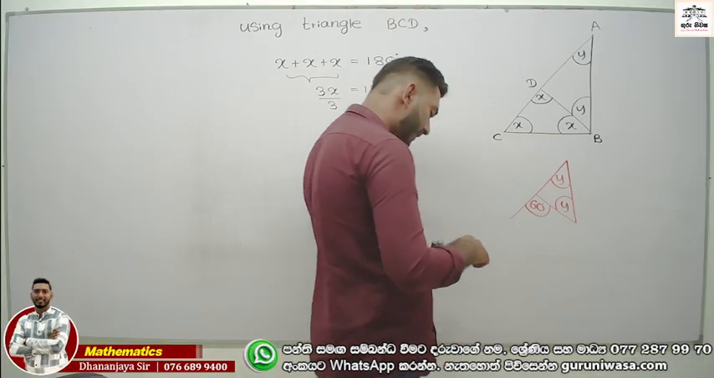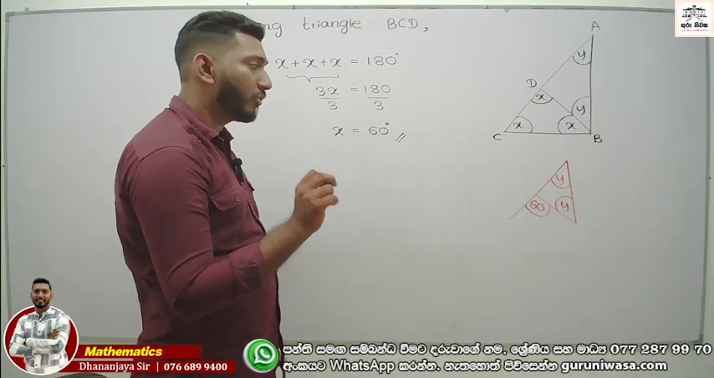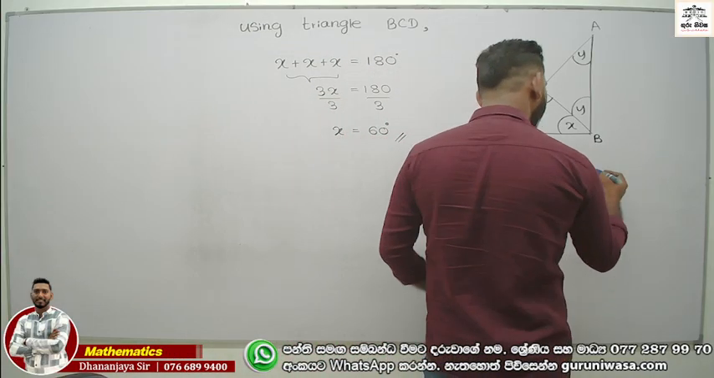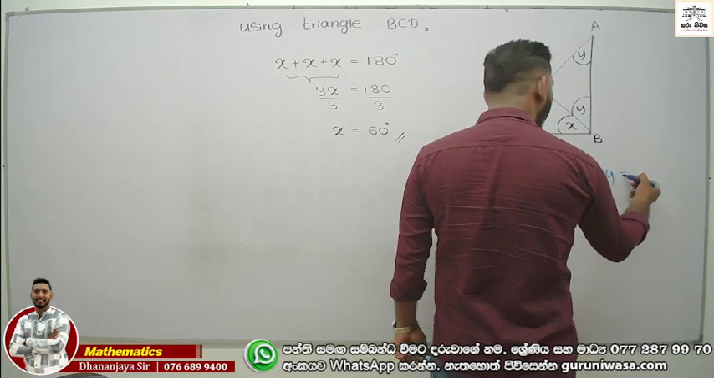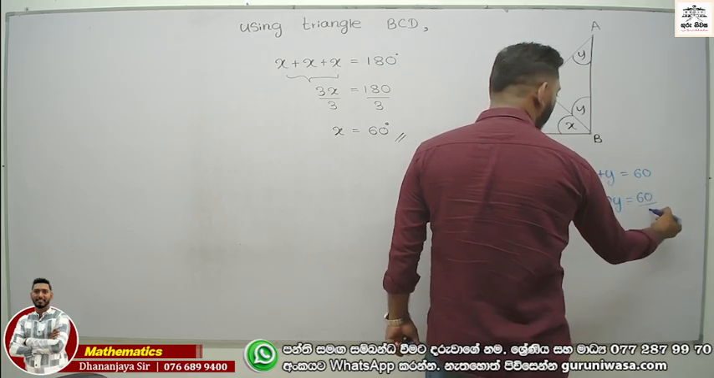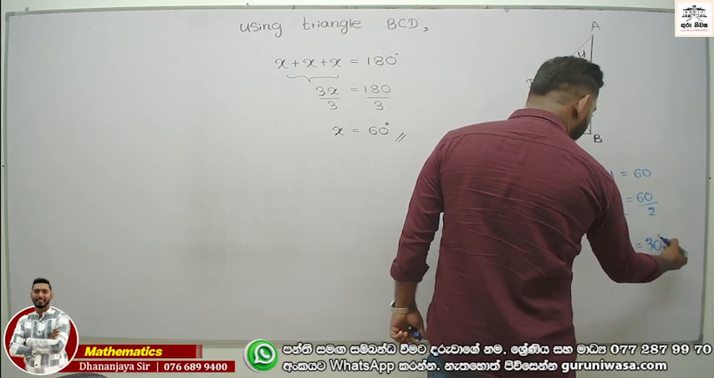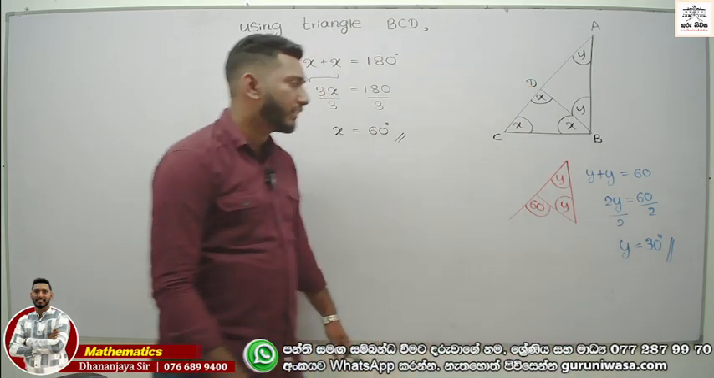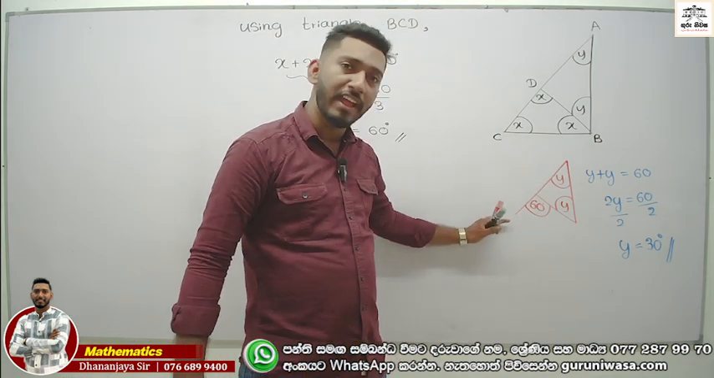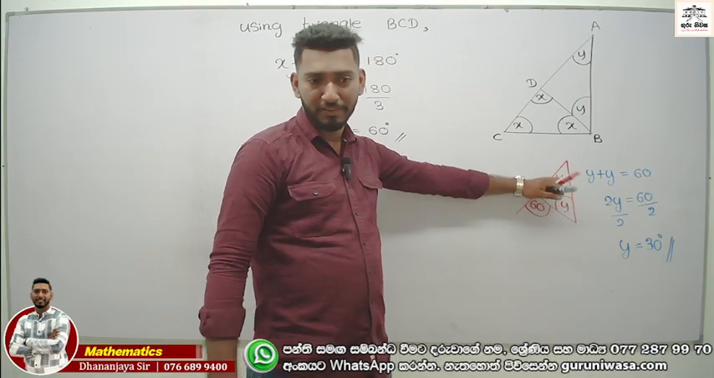And what's the theory? The sum of the two interior opposite angles should be equal to the exterior angle. Now you can write y plus y should be equal to 60 degrees. Now 2y equals 60. Both sides you can divide by 2. Finally, y becomes 30 degrees, because that's a theorem relevant to triangles. If a side is produced to form an exterior angle, then the exterior angle is equal to the sum of the two interior opposite angles, right?